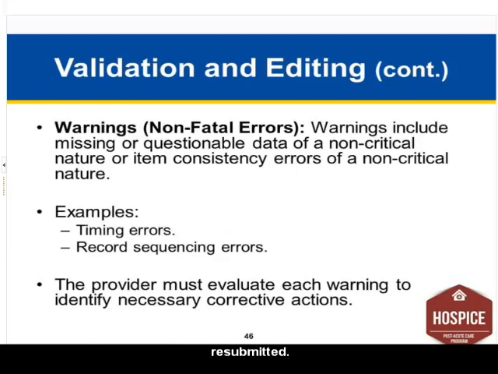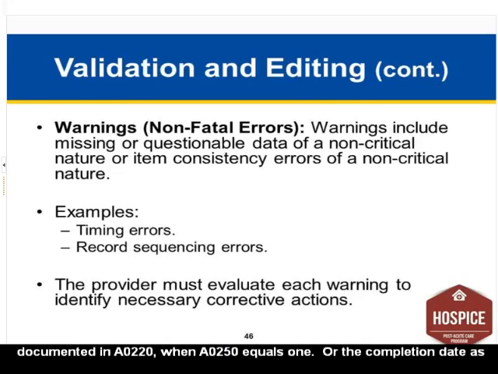The record is also validated for warnings or non-fatal errors, and warnings include but are not limited to missing or questionable data of non-critical nature or item consistency errors of a non-critical nature. Examples of warnings include timing errors. For instance, the submission date is more than 30 days after the admission date as documented in A0220 when A0250 equals 1. Or the completion date, as documented in Z0500B, is more than 14 days after the admission date in A0220 when A0250 equals 1.